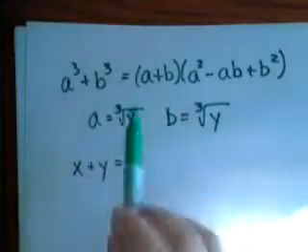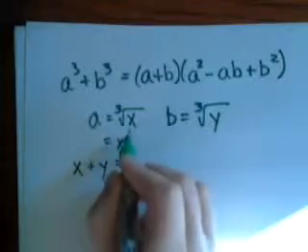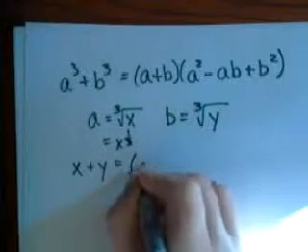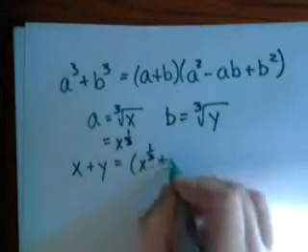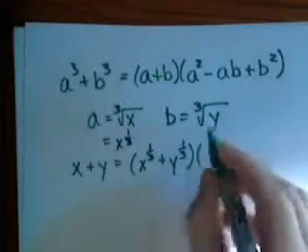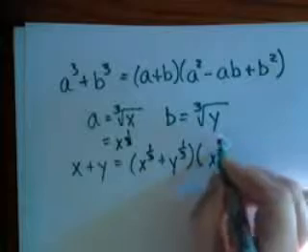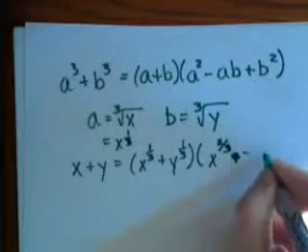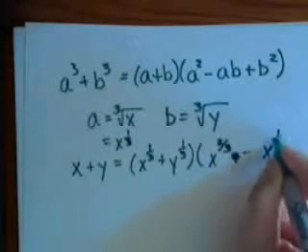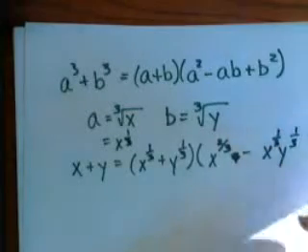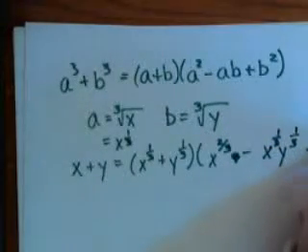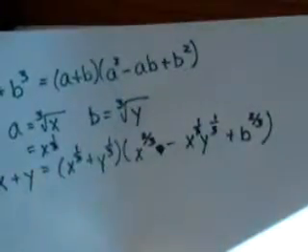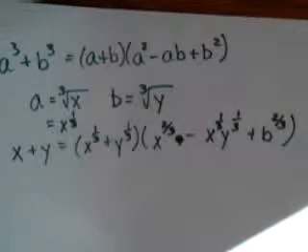And then over here, I remember I can also write that as x to the 1/3 power. So instead of a, I'm going to write x to the 1/3 power plus y to the 1/3 power times x to the 2/3 power minus x to the 1/3 times y to the 1/3 plus y to the 2/3 power. Now I know I wrote my fractions the wrong way, but I'm doing that just because my marker is making it difficult for me to keep that all together.